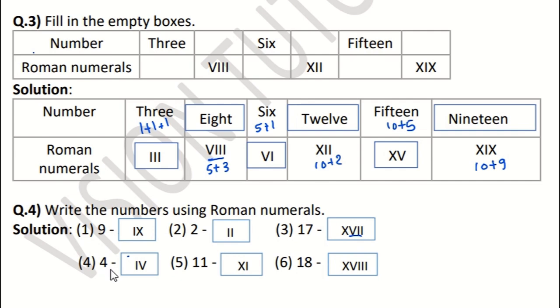4. 4 means 1 less than 5. That is I should be on the left side of V. So IV. 11 means sum of 10 and 1. So I will come on the right side. So XI stands for 11. 18. 18 means 10 plus 8. So here X and VIII. X stands for 10 and VIII stands for 8.